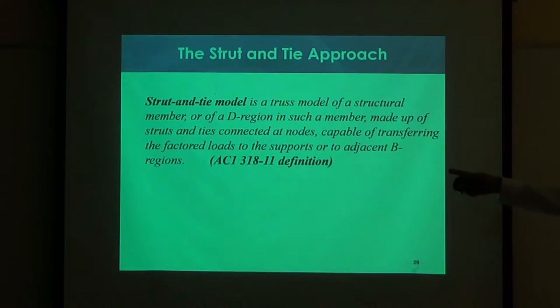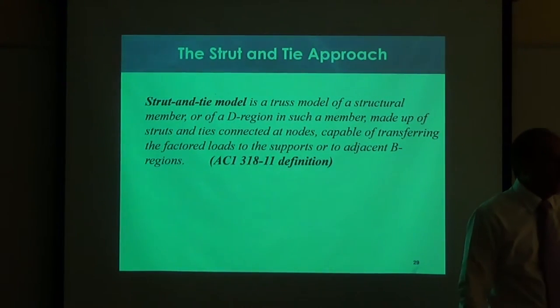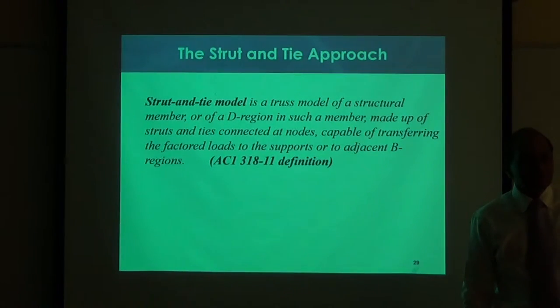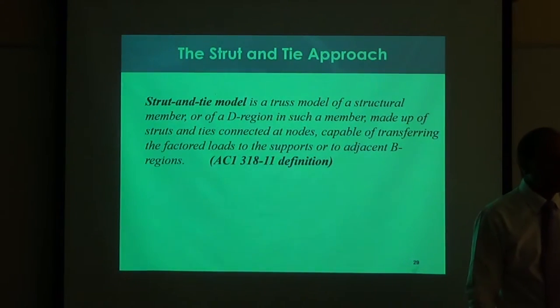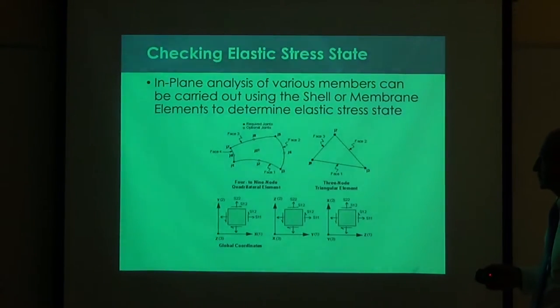So now ACI 318-11, just very recently, have come back, moving towards strut and tie more than they used to earlier. Gradually, they have been moving towards it because they find it easy, simple, and quite useful in many cases. And it simplifies the shear design and the torsion design. In fact, the shear design and torsion design has become much simpler than it used to be in the previous code, because they're moving towards this concept. And foundation design, another thing.